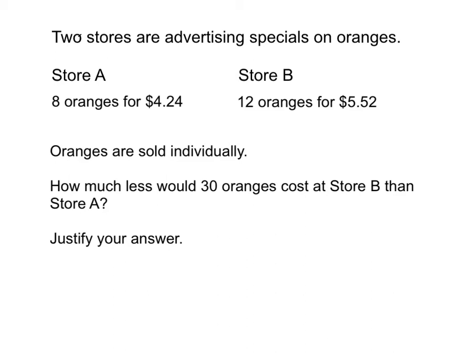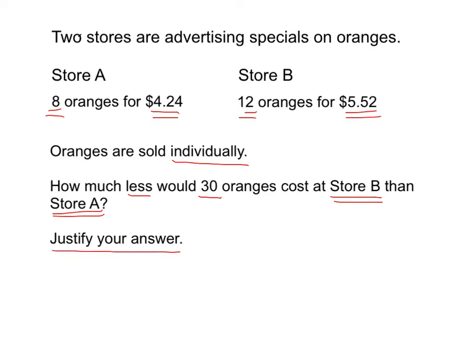Two stores are advertising specials on oranges. At store A, 8 oranges cost $4.24, and at store B, we can get 12 oranges for $5.52. However, the oranges are sold individually. We need to figure out how much less 30 oranges would cost at store B than at store A. Justify your answer.